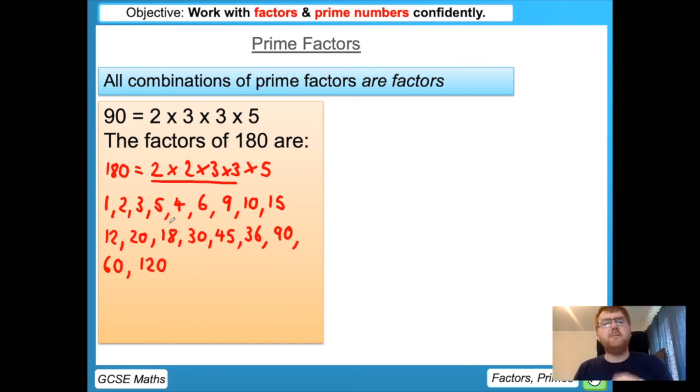So notice one of the benefits of doing prime factors is that you can actually do combinations of them and then you can slowly work out all the different factors of quite big numbers as well.